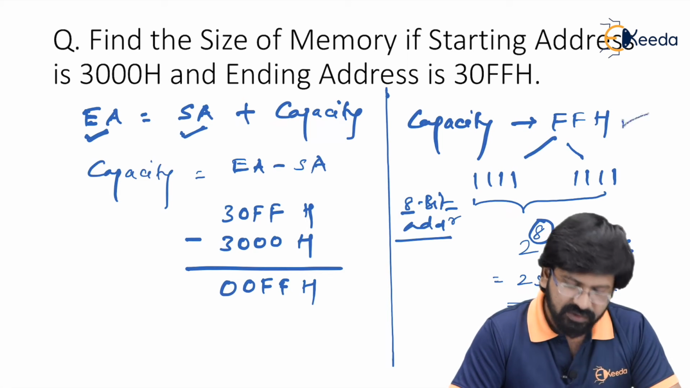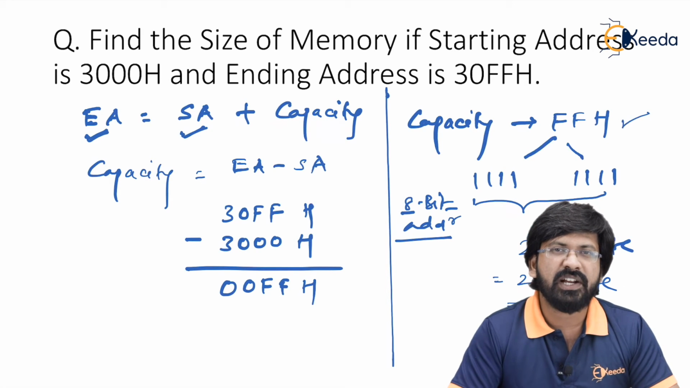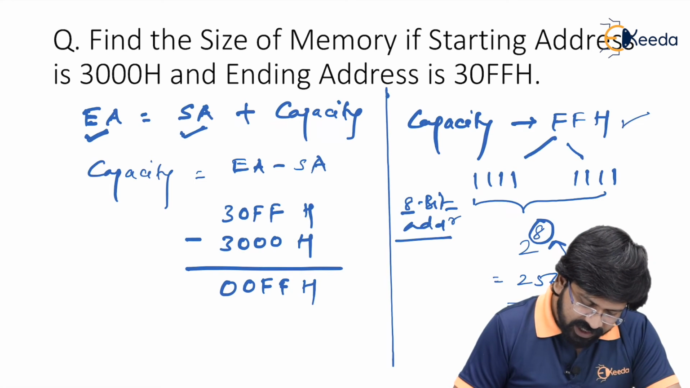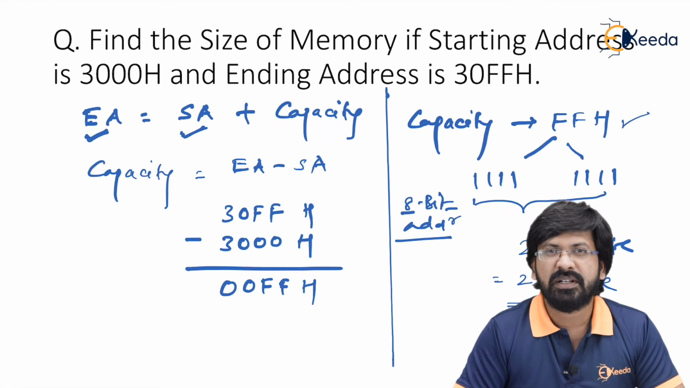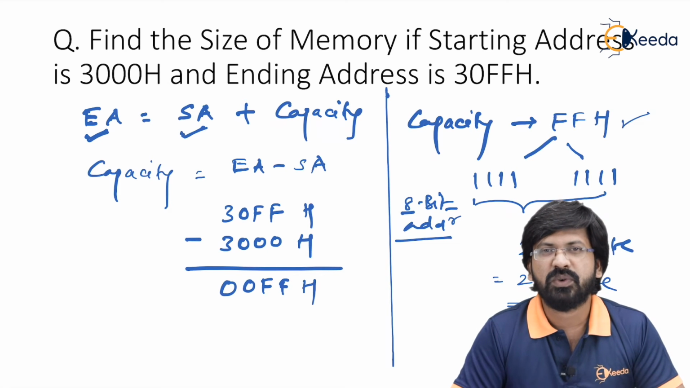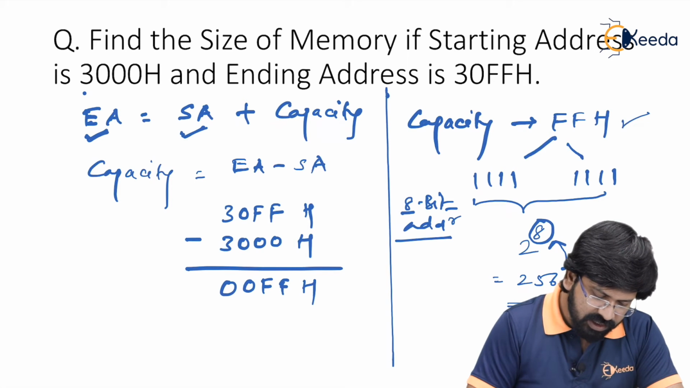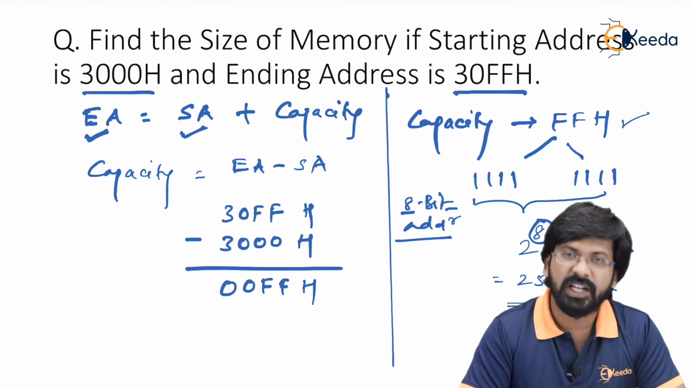This time you actually did a reverse job. You had FF hex from which you got binary data. You count the number of ones inside it. Those many address lines are required to interface that memory, or to connect that memory with the microprocessor. So from that 8-bit address you just did 2 to the power 8, that is the maximum memory possible, which gives you 256 byte. So 256 byte is the size of memory with starting address 3000 hex and ending address 30FF hex. Let's move to the next problem now.